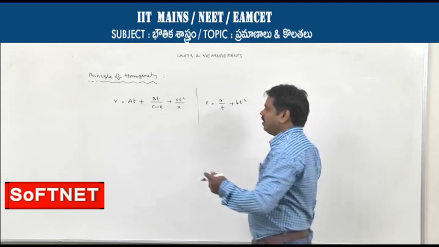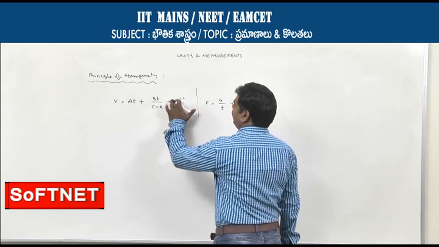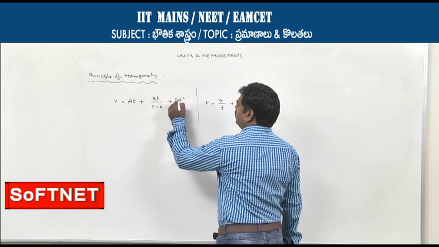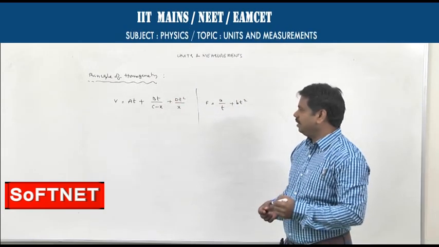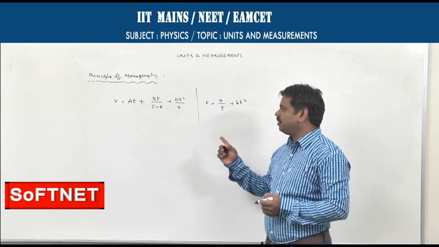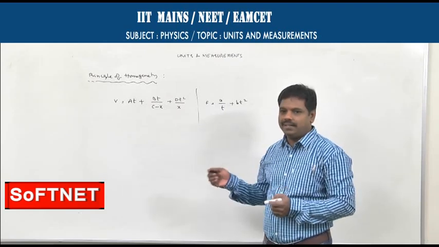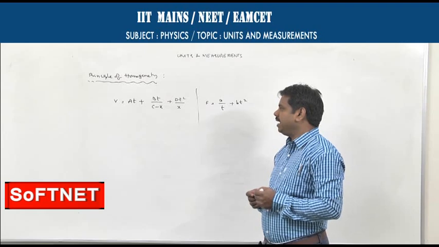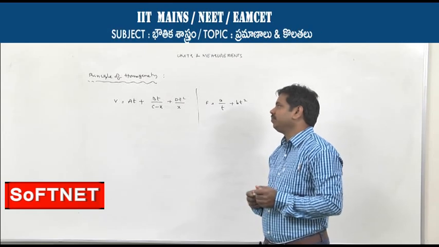I'll do one thing here. Instead of taking c in the last term, I will take a new physical quantity, say d. Now let us get the dimensional formula of a, b, c and also d. How to get the dimensional formula of a, b, c, d?